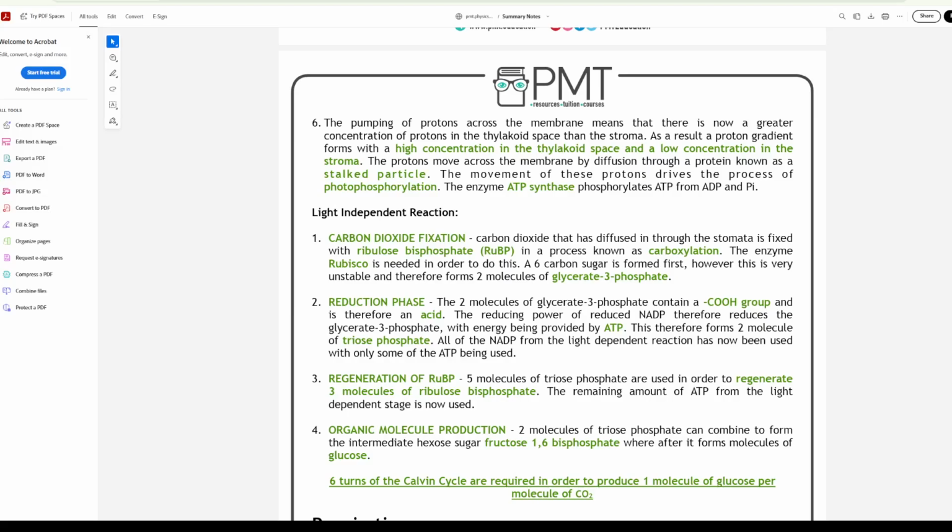Carbon dioxide fixation. Carbon dioxide that is diffused in through the stomata is fixed with ribulose bisphosphate, RuBP, in a process known as carboxylation. The enzyme rubisco is needed in order to do this. A 6-carbon sugar is formed first. However, this is very unstable and therefore forms 2 molecules of glycerate 3-phosphate.